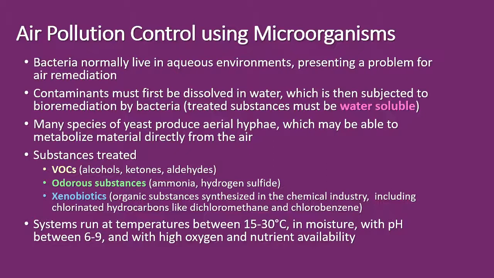But typically these systems run at the optimal temperatures and pH that bacteria live in. So typically temperatures between 15 to 30 degrees Celsius, of course in moisture, in an aqueous environment with pH between 6 and 9. And of course, in order for the bacteria to be active, we need a high concentration of oxygen and a lot of nutrients available for the bacteria to grow.